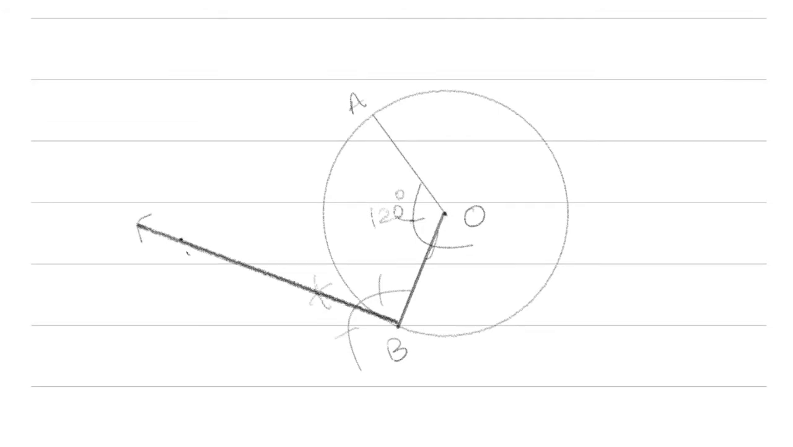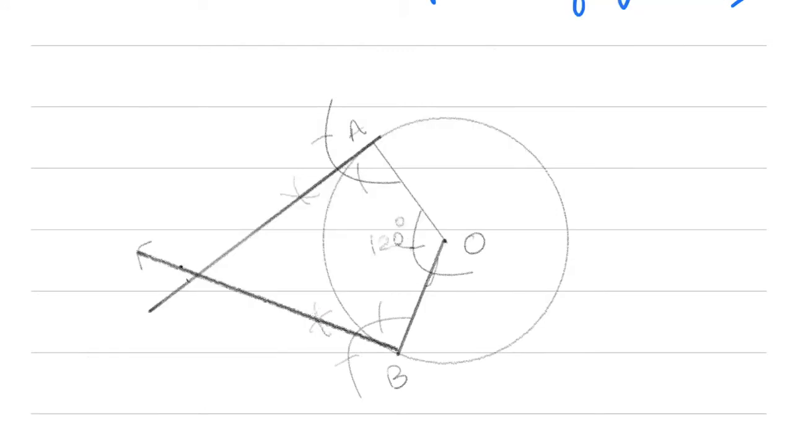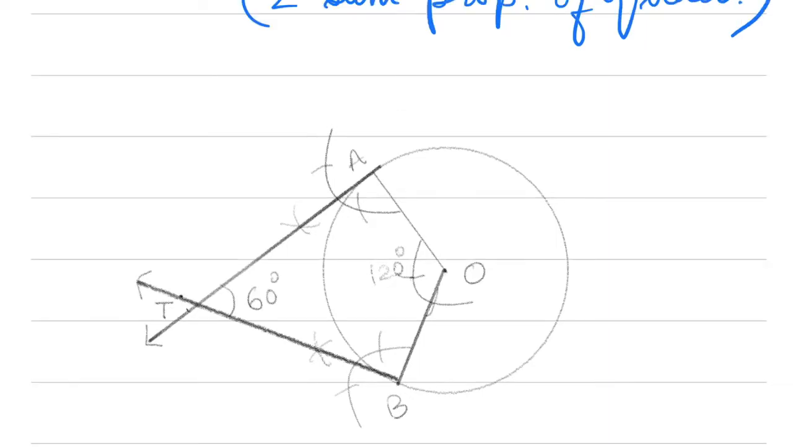I have to draw another tangent at A. So I have this, then 60 degrees, 120 degrees, and then bisecting this angle. So we have joined these points. So this angle is 60 degrees. T. So we have angle ATB is 60 degrees.